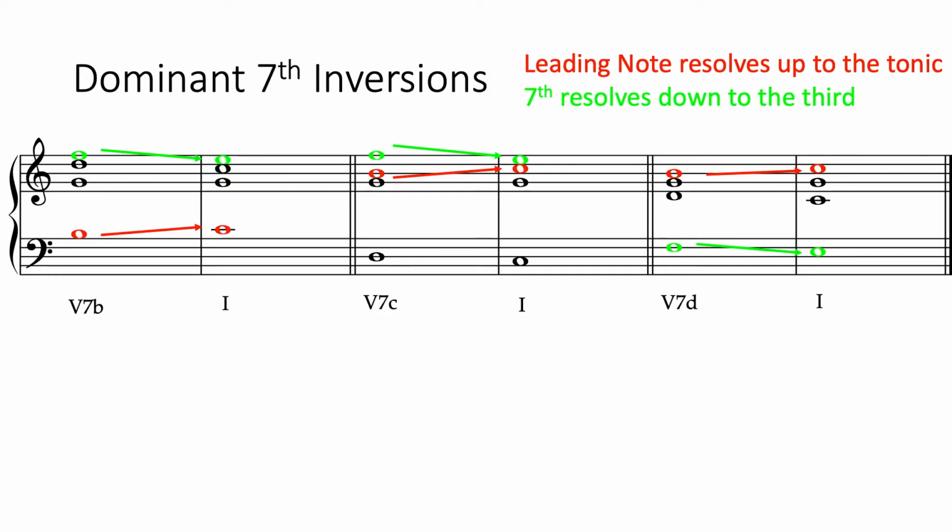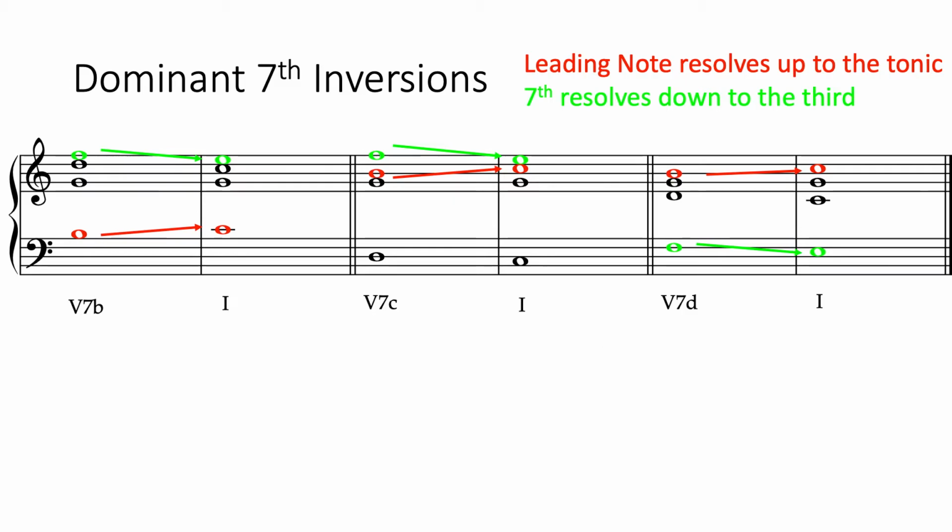So here I've got 5-7 in C major, but in first inversion here, with the third of the chord in the bass, the leading note in the bass, 5-7 C, with the fifth of the chord in the bass, and 5-7 D, where you've got the seventh of the chord in the bass. And as you can see, the direction in which the leading note and the seventh resolves does not change.